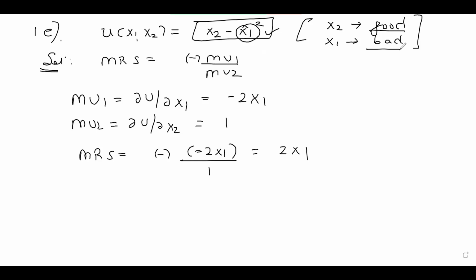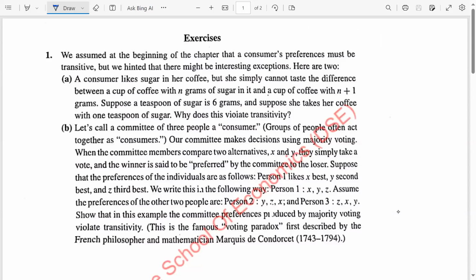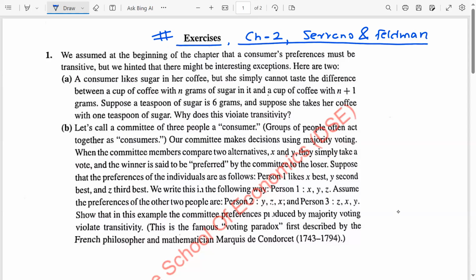Now let's look at the back problems. So I'm erasing all this off now. Okay, let's come to the back problem. So all students can see the back exercise. This is the exercise for chapter 2, Serrano and Feldman. Okay, so let's look at the back problems now. Let's look at the first back problem.